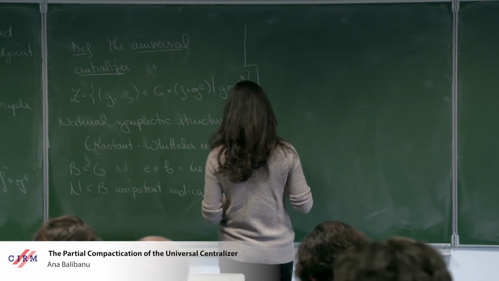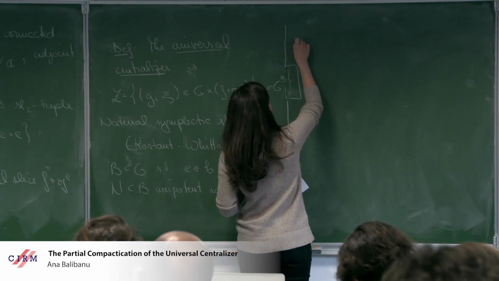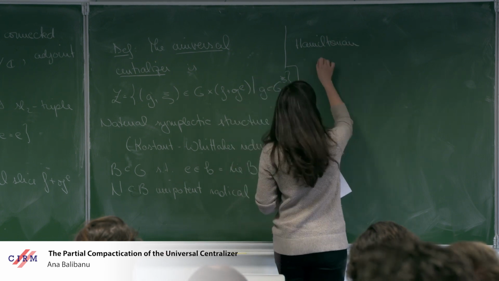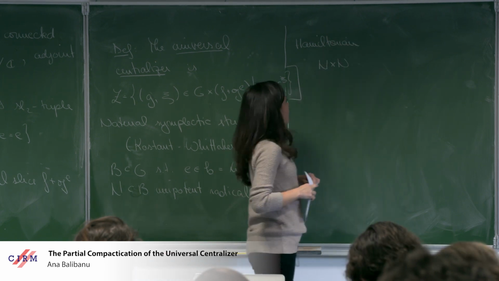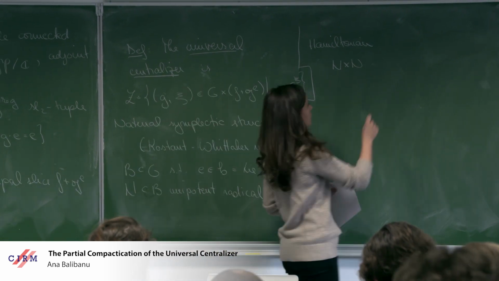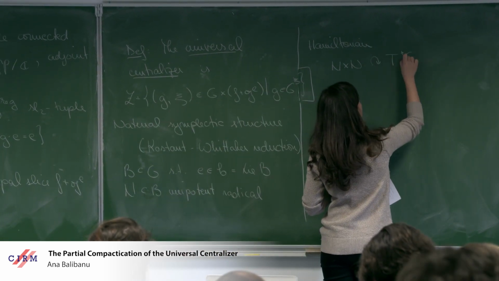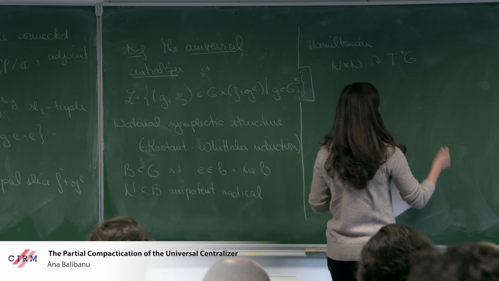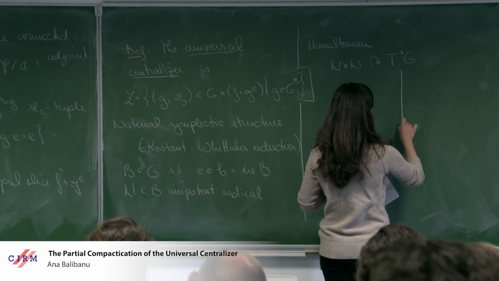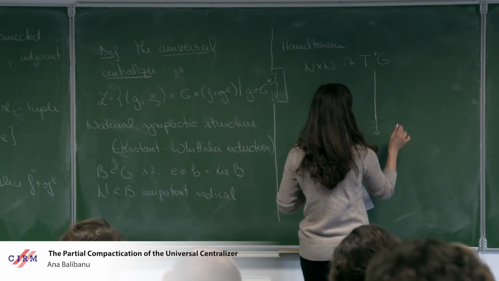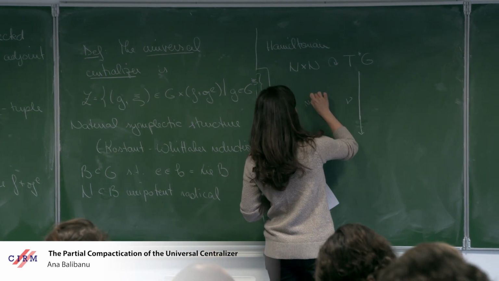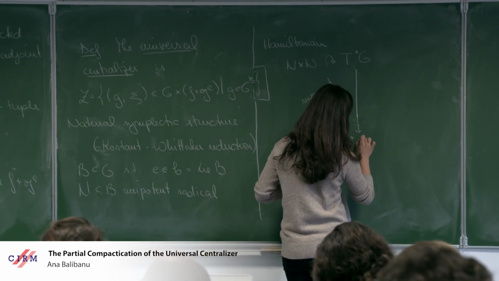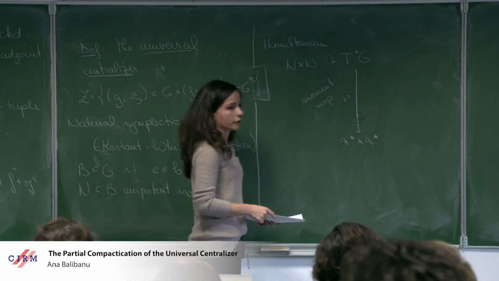So then the construction goes like this. We have a Hamiltonian action of this unipotent radical on both sides of the cotangent bundle of the group G. And this action produces a moment map, which I'll call nu, to the dual of the Lie algebra of n.